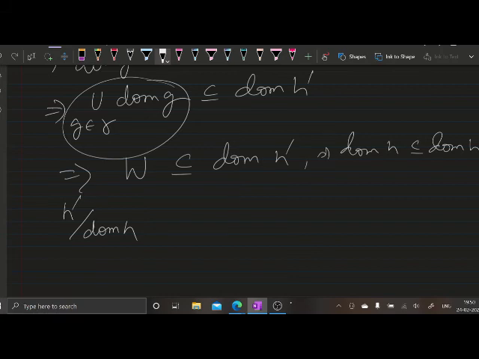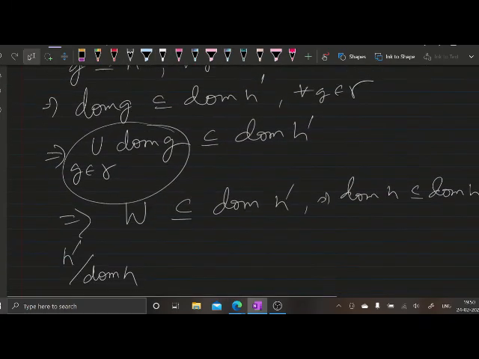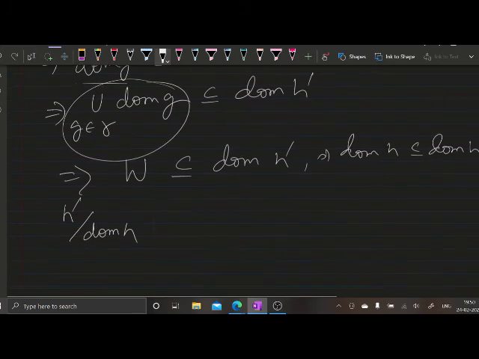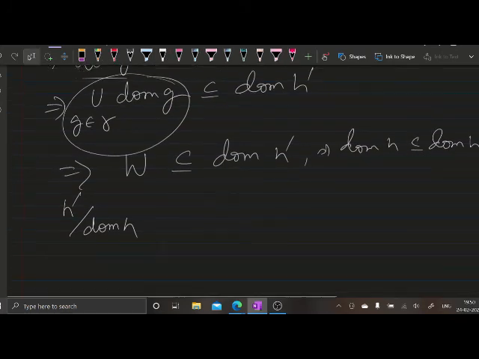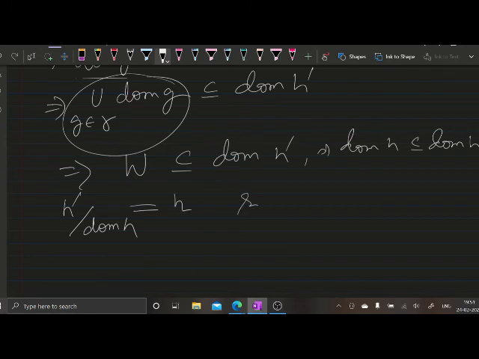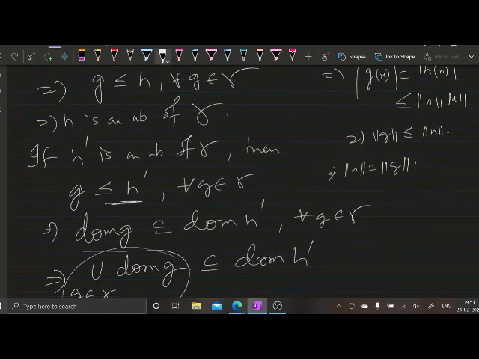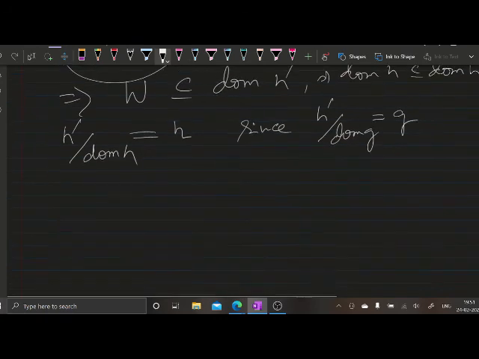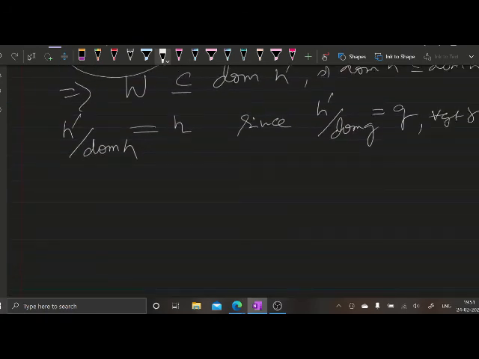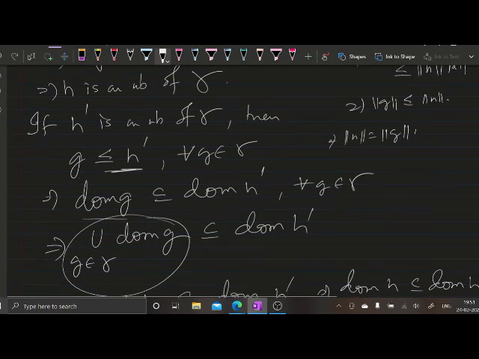Now, if you restrict this h dash to every domain of G, then they will give you G. So, that means this is H. Since if you take the restriction of H dash to domain of G, then this will be G, because every G is less or equal to H dash, right? Ho jayega je to dekhe nao jehetu G gulo H dash er theke choto othoba soman, tar mane H dash ta ke jodi domain of G te restrict kori tale G dicche.